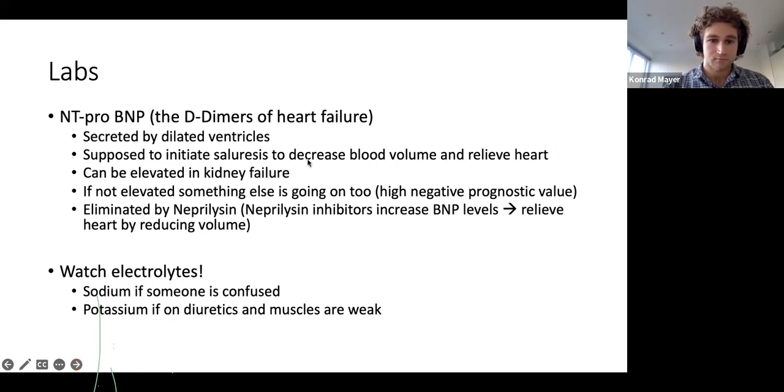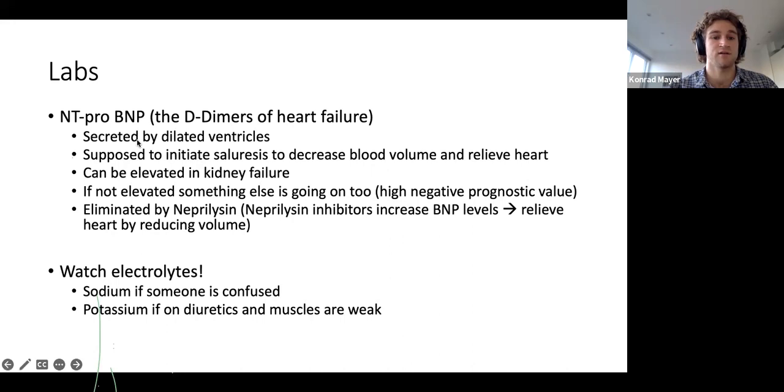Okay, the labs. You can't give a presentation or a lecture on heart failure and not mention the BNP, NT-proBNP, which is what we measure in labs. It's basically the D-dimers of heart failure. D-dimers are a test for a pulmonary embolism or deep vein thrombosis. What we use it for in deep vein thrombosis is its negative predictive value. So if we suspect deep vein thrombosis in the legs and we measure the D-dimers and they are negative, then it's ruled out. If they're positive, it could be, but if they're negative, it's ruled out.